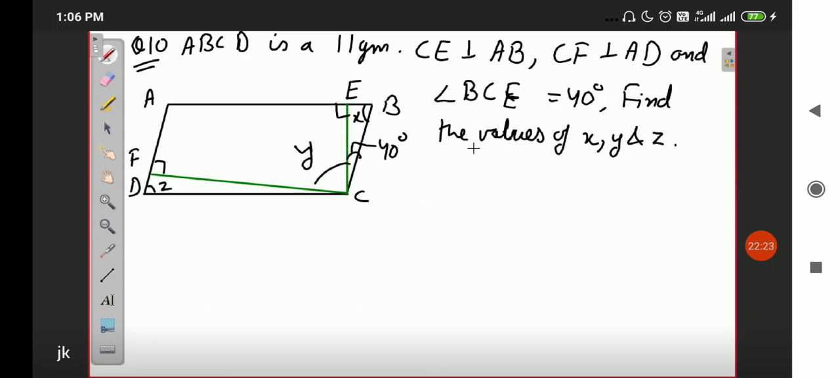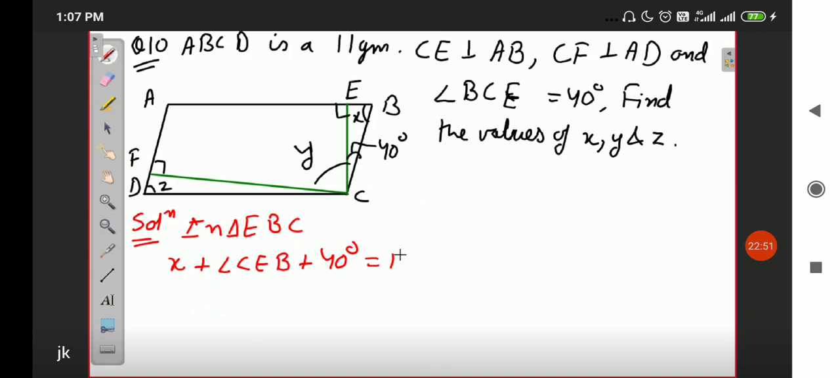So we will start with triangle EBC. In triangle EBC, what will be happening? X plus angle CEB plus 40 degree angle ECB will all be equal to 180 degree. Why so? Angle sum property of triangle.